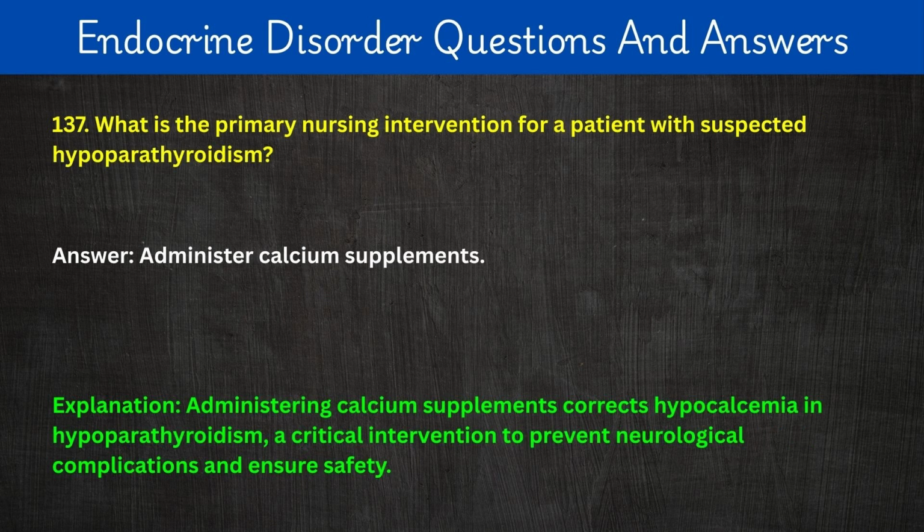137. What is the primary nursing intervention for a patient with suspected hypoparathyroidism? Answer: administer calcium supplements. Explanation: administering calcium supplements corrects hypocalcemia in hypoparathyroidism, a critical intervention to prevent neurological complications and ensure safety.